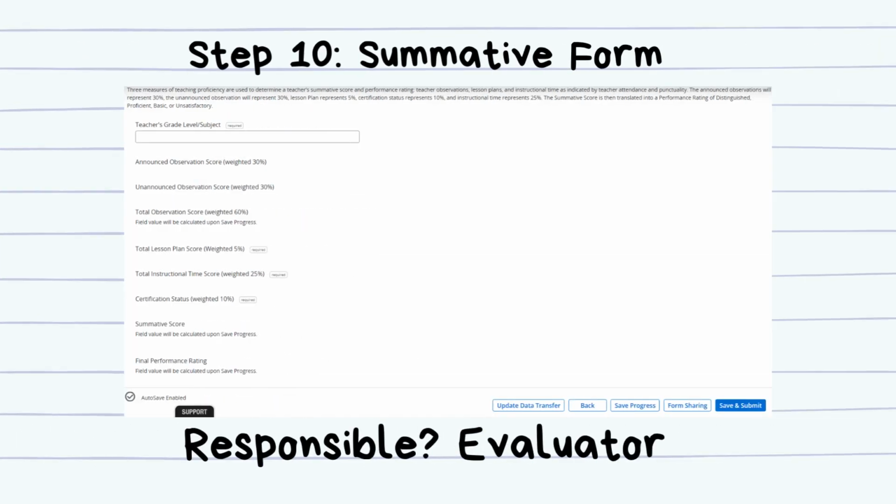The final step is the summative form. The summative score is a weighted calculation of the observations, instructional time, lesson planning, and certification status. The summative score will determine the teacher's final performance rating of either distinguished, proficient, basic, or unsatisfactory.